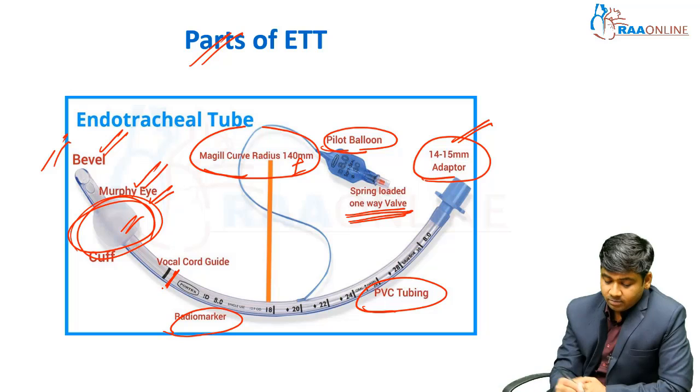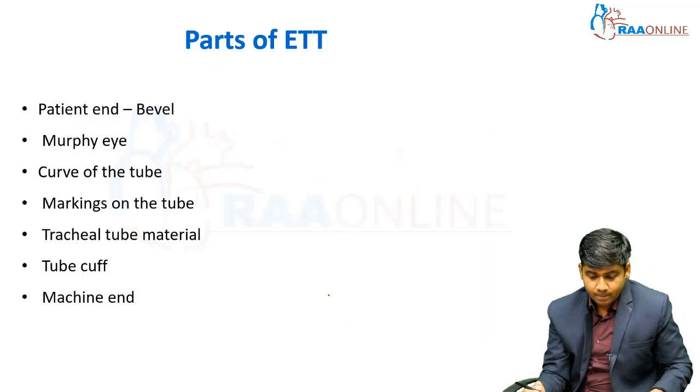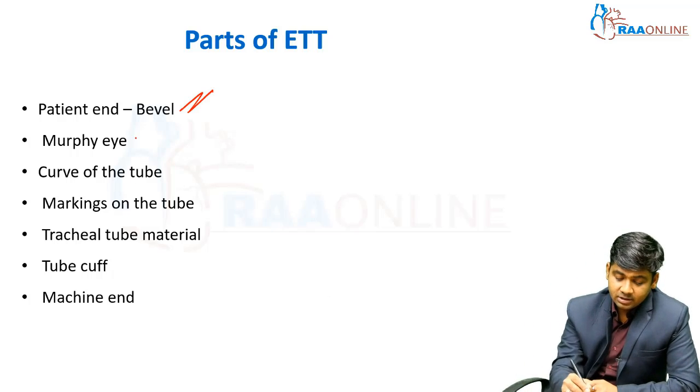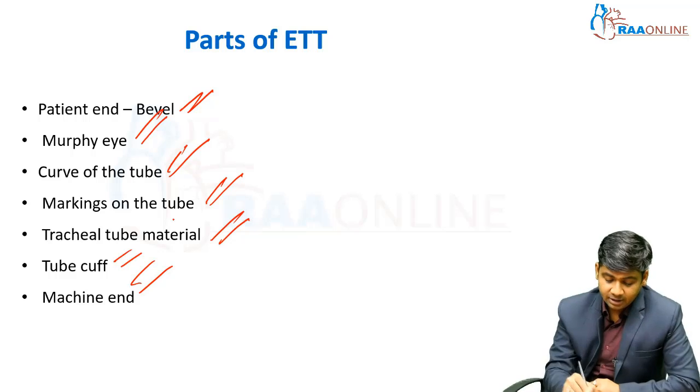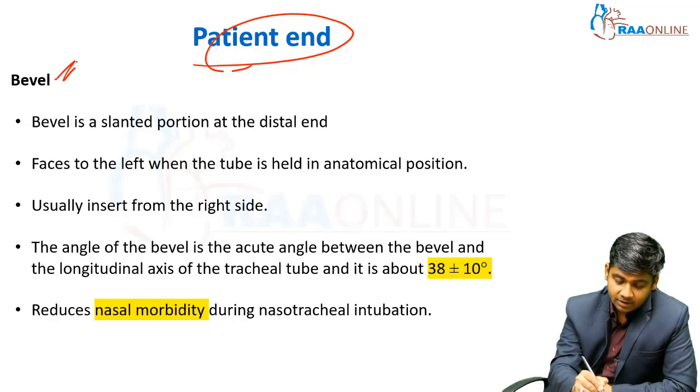We have this black color mark, that is the vocal cord guide. That means this mark should cross the vocal cord, and there is a radio-opaque line through and through the tube. On the tube, the markings are 18, 20, 22, 24. It may be used for oral or nasal endotracheal intubation. The internal diameter is 8.0, and this 18, 20 is in centimeters. So these are the parts of the endotracheal tube. Okay. So normally: patient end, bevel end, Murphy's eye, curve of the tube, markings on the tube, machine end, and tracheal cuff.